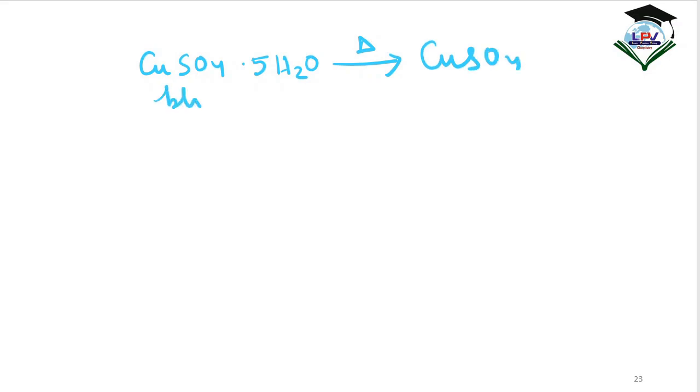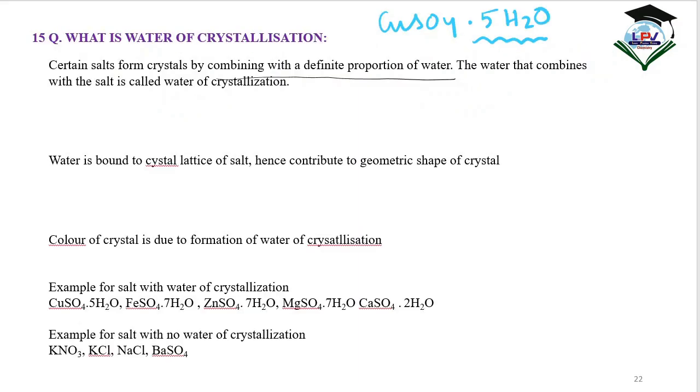Let's take copper sulfate 5H2O and heat it. It will become copper sulfate. This is blue in color and this becomes white in color, plus water is expelled. So the color of the crystal is due to the formation of water of crystallization.